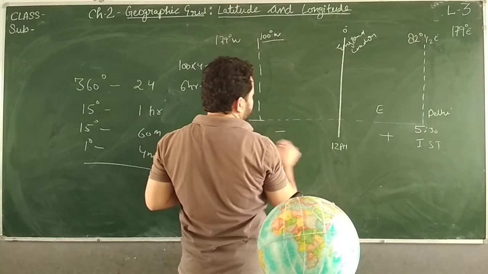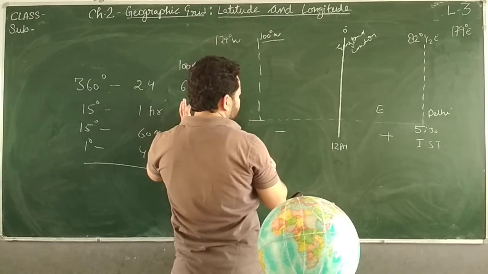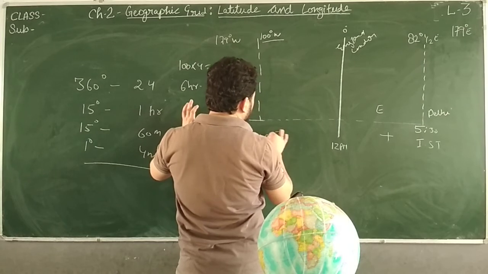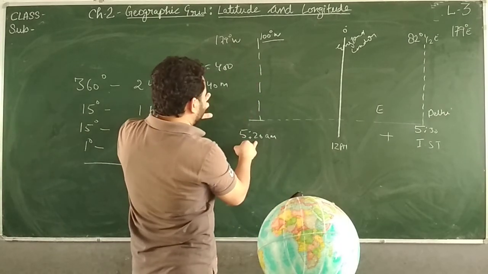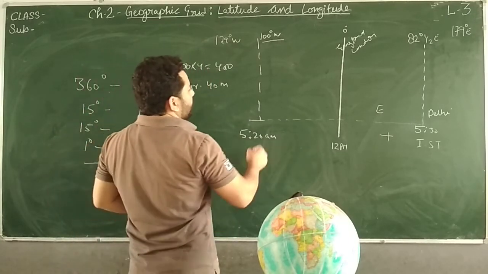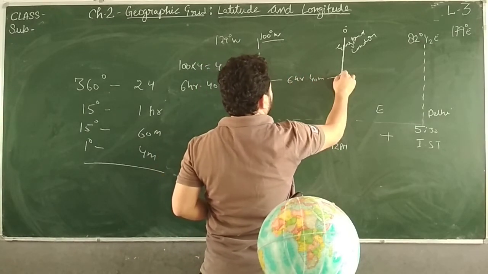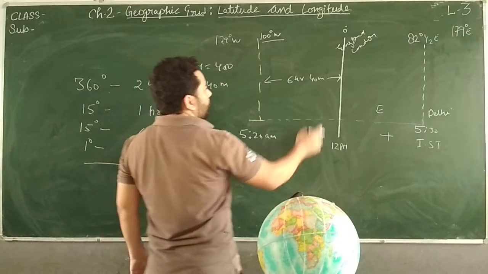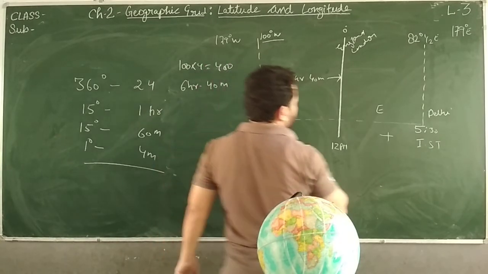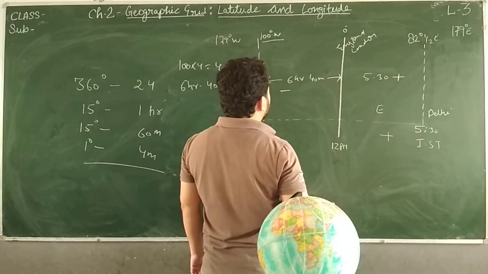So here, what will be the time if it is 12? The time will be 5:20 a.m. When you add these 40 minutes to 6, and 6 plus 6 will be 12. So there is a difference of 6 hours and 40 minutes between these two places, from 0 degrees and 100 degrees west. Here we will minus this, and here we will plus this. Getting or not?